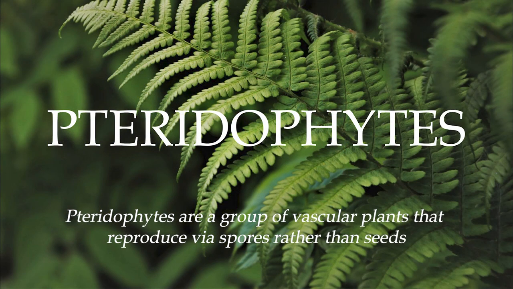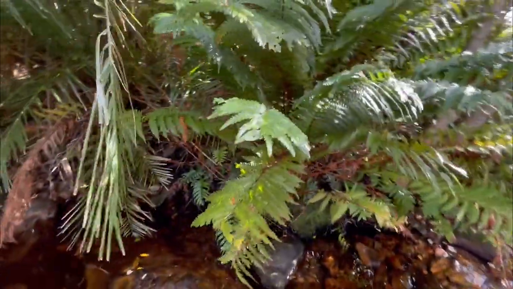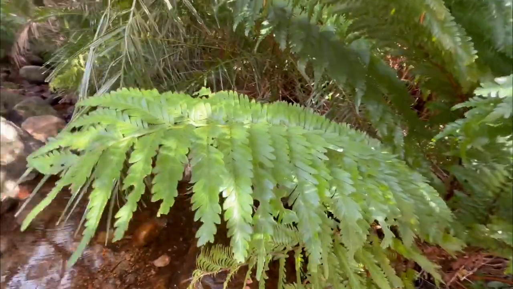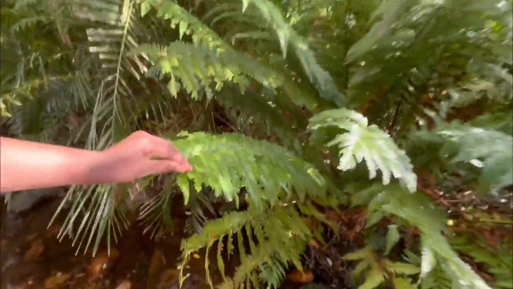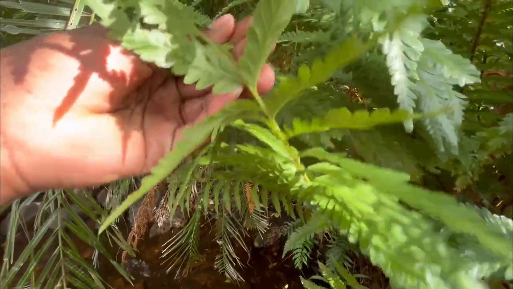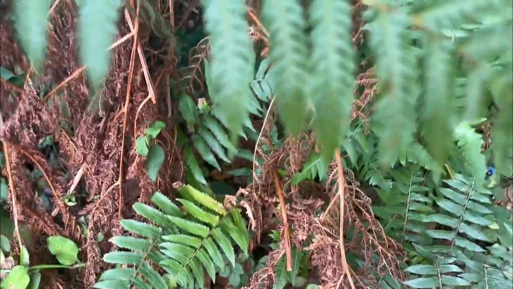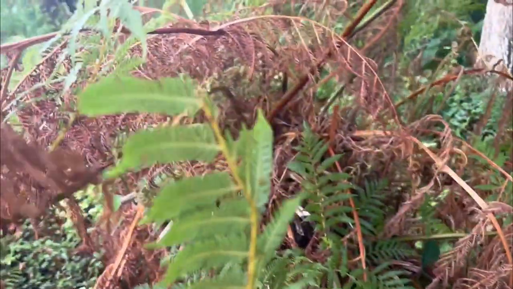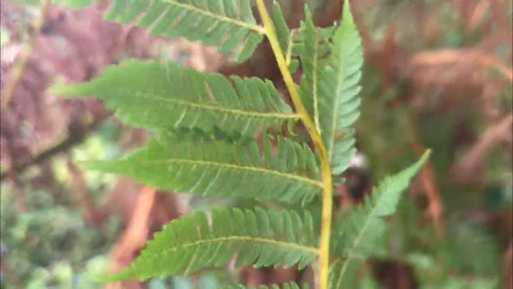Next, we have pteridophytes, such as ferns, horsetails, and whisk ferns, which are vascular plants typically found in moist and shaded habitats, including forests, wetlands, and tropical regions. They have specialized vascular tissues for conducting water and nutrients, enabling them to grow taller and colonize diverse environments. Water is not required by them for fertilization.